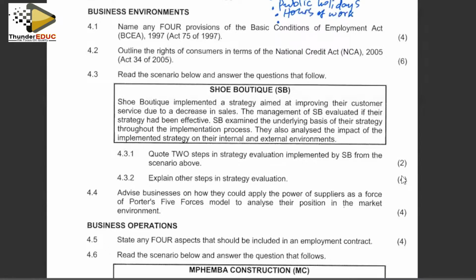Then we also have child and forced labor. Okay, right. So now let's move on to 4.2. Outline the rights of consumers in terms of the National Credit Act 34 of 2005. So now because of 6 marks, the expectation is to come up with 3 points.